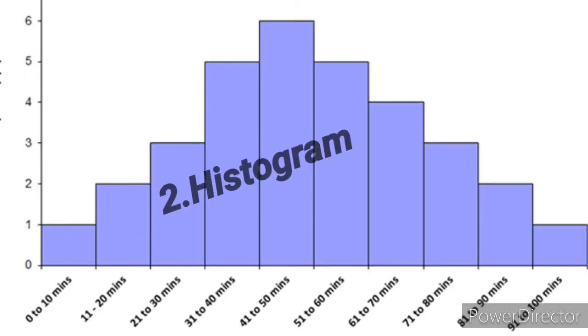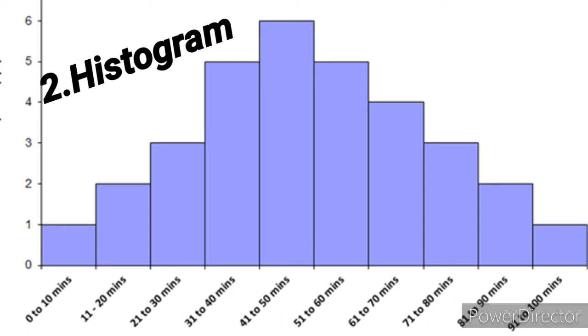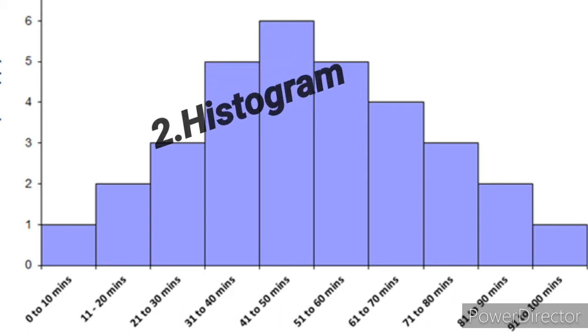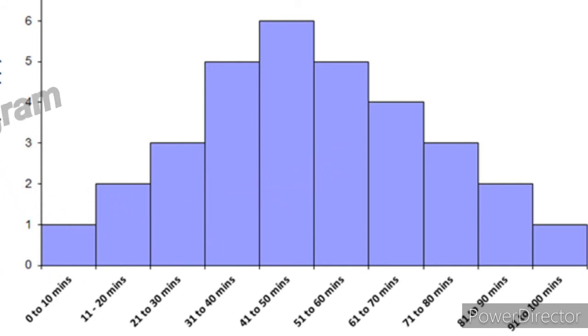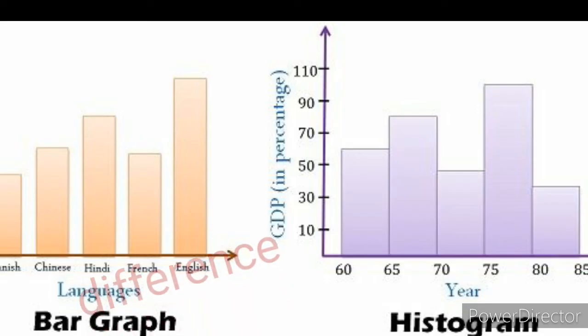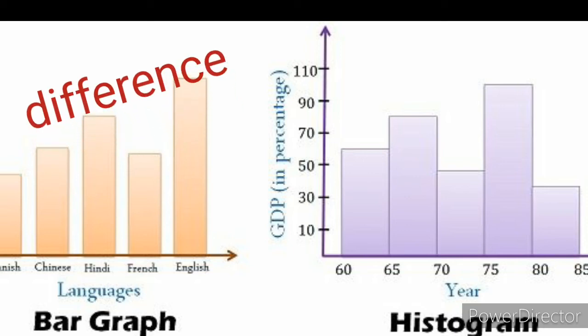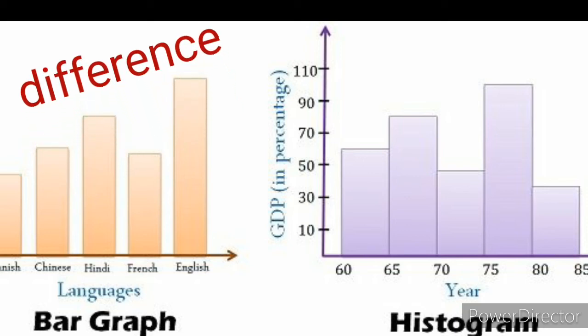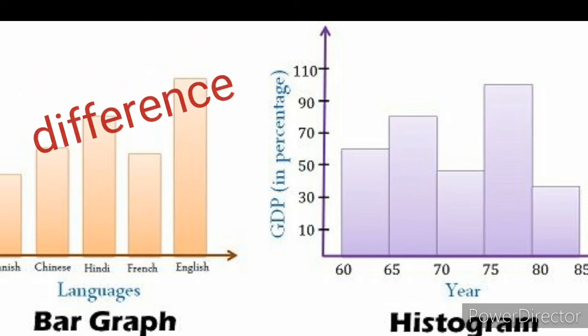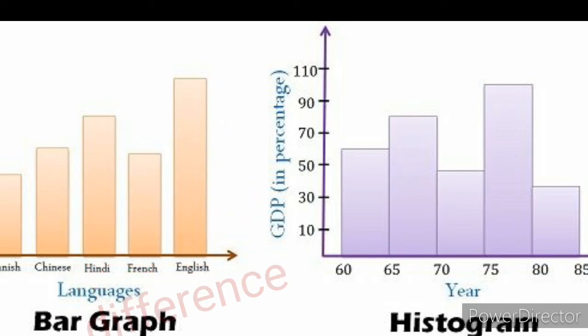Check the second one, histogram. You can see in the figure, the pillars are very close to each other, with no distance. Here is the difference between bar graph and histogram. A bar graph has spaces between each bar, and a histogram does not.